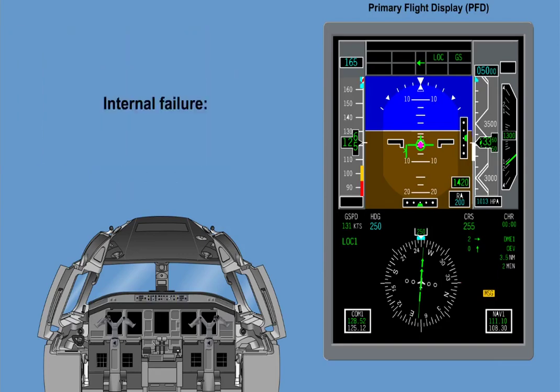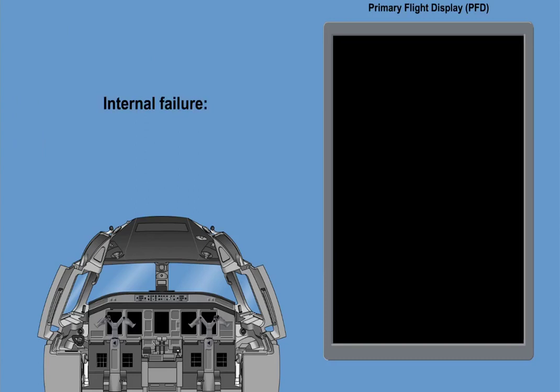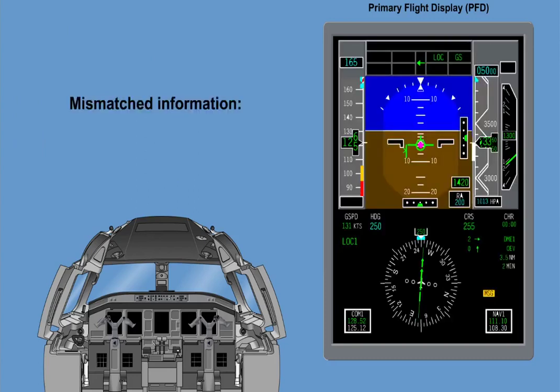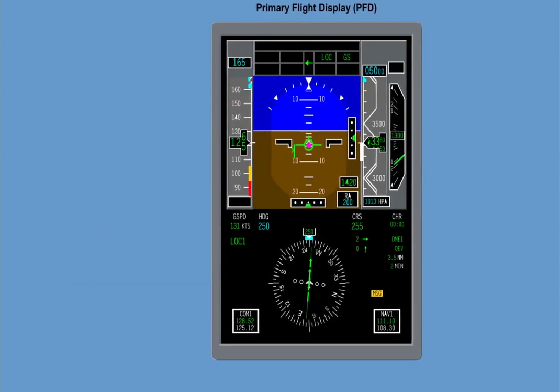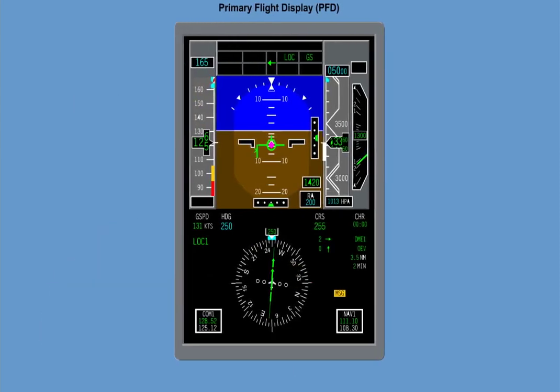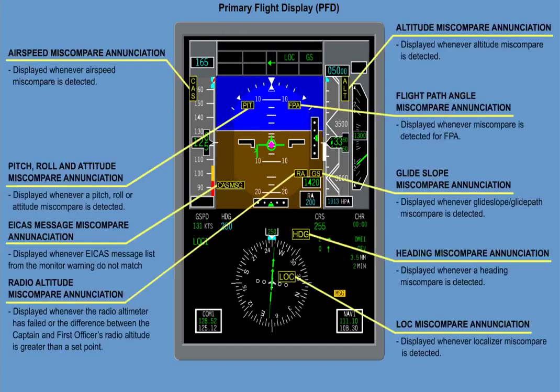Certain PFD internal failures will result in a blank PFD screen. In case of mismatched information between the two PFDs, a flag will be shown in the dedicated indicator. For example, a CAS flag is displayed whenever airspeed miscompare is detected, or a LOC flag whenever a localizer miscompare is detected. Here you see an overview of all flags which could appear in case of a PFD miscompare.